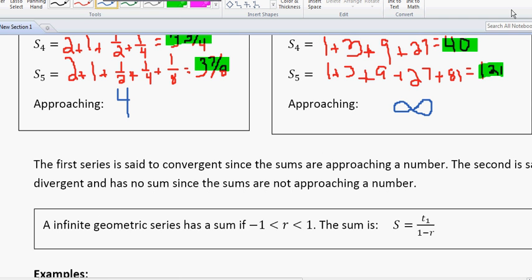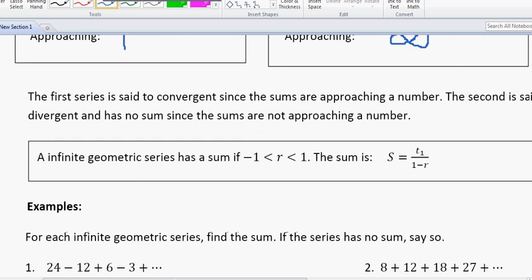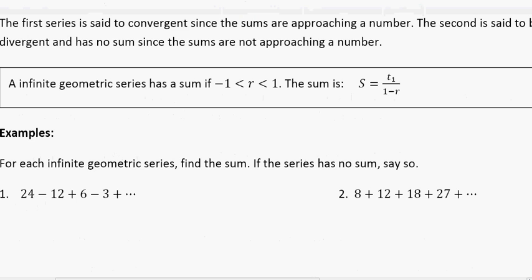So let's take a look at these two sequences. The first sequence is said to be something called a convergent sequence. It's convergent because the sums are approaching a number. The second sequence is said to be divergent, and it doesn't have a sum because the sums seem to be approaching infinity.